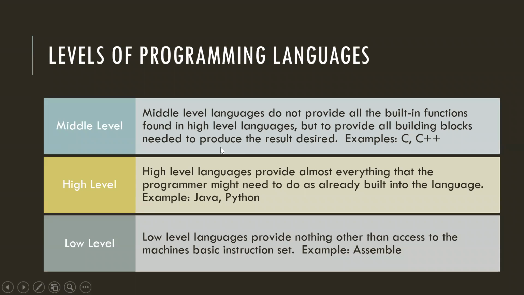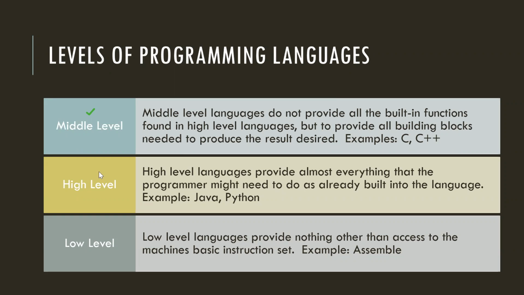Now, we're talking about programming languages, but are you aware that C is actually a middle level programming language? What does it mean to be middle level? Middle level means these languages do not provide all the built-in functions found in high-level languages, but they do provide all the building blocks needed to produce the result desired. Examples are C or C++.